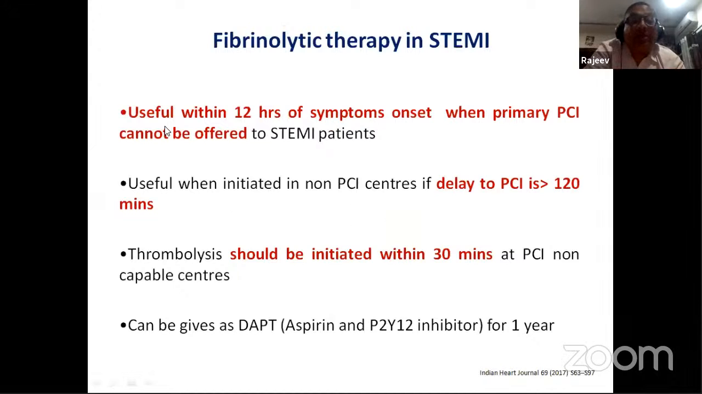Now, fibrinolytic therapy is useful within 12 hours of symptom onset when PCI cannot be offered to STEMI patients. Useful when initiated in a non-PCI center if the delay is more than 120 minutes. Should be initiated within 30 minutes at a PCI non-capable center. And also, the patient should be given dual antiplatelet therapy, preferably aspirin and P2Y12 inhibitors. Nowadays, ticagrelor is a drug of choice. Prasugrel should be limited if you are sure that PCI can be performed and the weight of the patient is more than 60 kilos or age of the patient is less than 75.